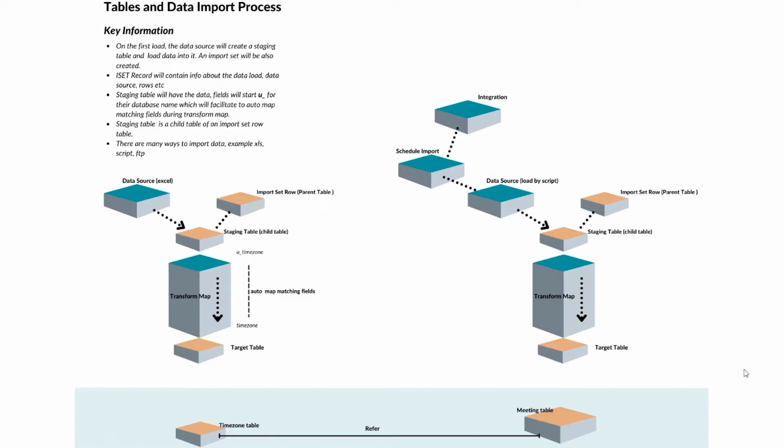Okay, when you load the data, you will have an import set created. An import set is a record created in our import set table, and it will contain information such as how much time it took to load the data, what data source we are using here, how many records we processed, this kind of information. And the staging table will contain all the records. So if you have 10 records in your Excel file sheet, you will have 10 records in the staging table. So in our case, for the time zone column, it will create a time zone field.